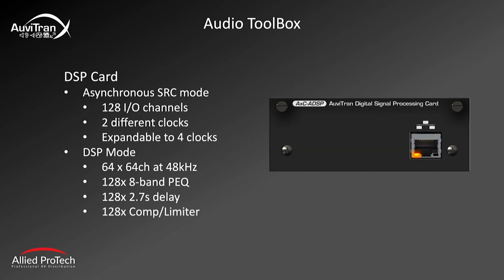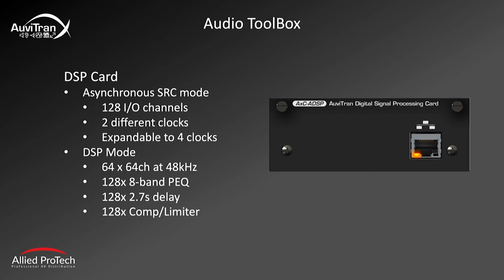either as an asynchronous sample rate converter or as a DSP for signal processing. Now, when this is configured as an asynchronous SRC, you can matrix up to 128 I/O channels at 2 different clock frequencies or clock domains, and you can add multiple DSP cards, up to 3 in fact, allowing you to matrix up to 4 by 128 I/O channels with 4 different clocks, for example, one for Dante, one for AVB, one for MADI, and another for AES. That's if you don't want to have your whole system clocked together.